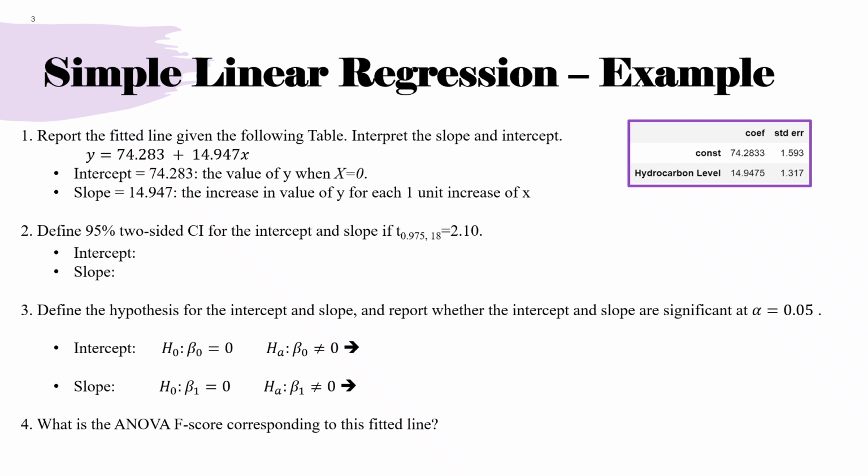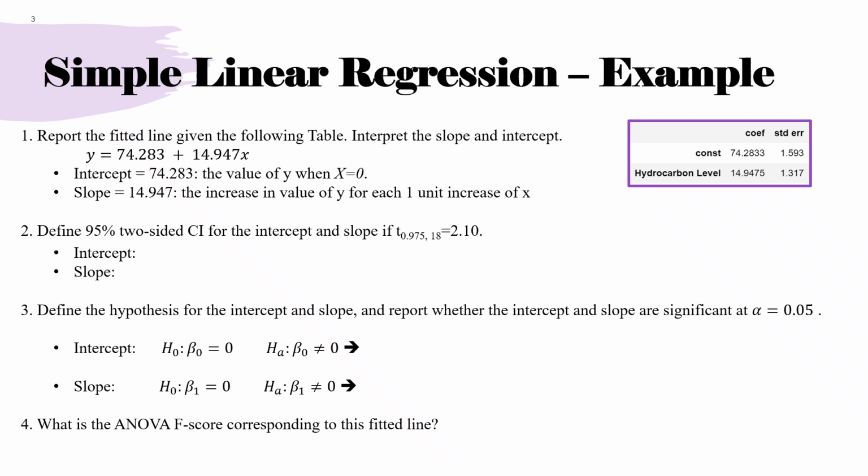In practice, the intercept mainly serves a mathematical role, allowing the regression line to fit the data properly over the observed range of hydrocarbon levels. The slope is the more meaningful parameter here because it describes how oxygen purity changes within the range of hydrocarbon values actually studied. The slope, beta 1, is 14.947, which indicates that for each 1 unit increase in hydrocarbon level, the expected oxygen purity increases by approximately 14.947 units.